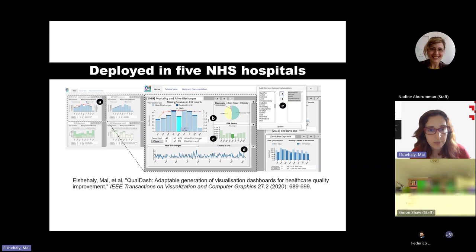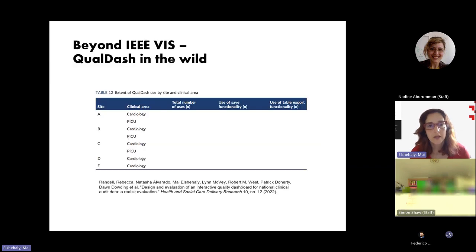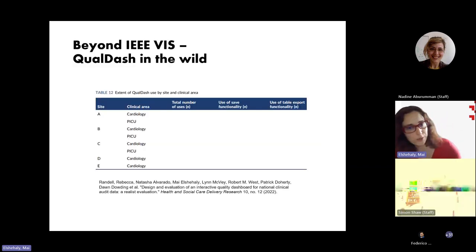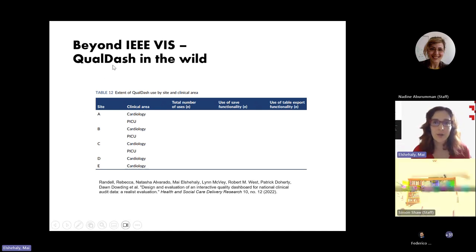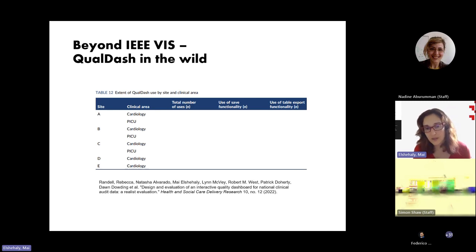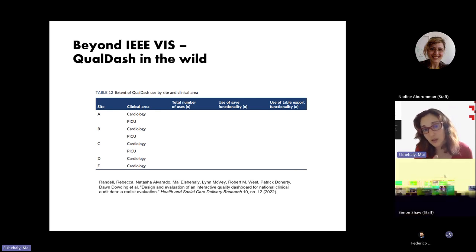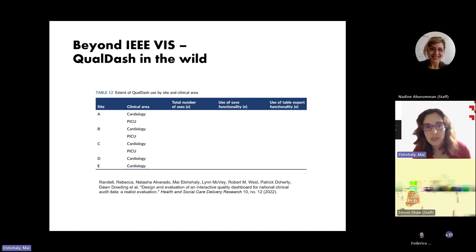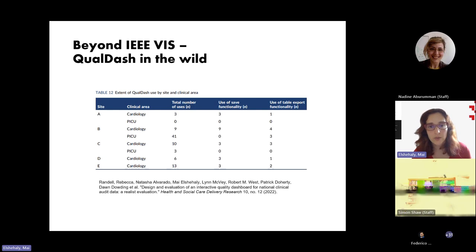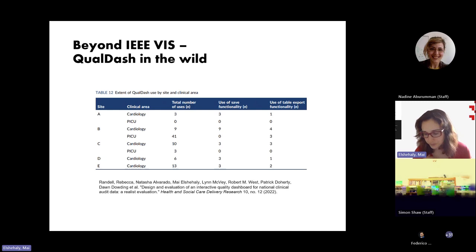We published our Viz paper in 2020 describing this. But then unfortunately, we did more research. And basically, we wanted to capture how Qualdash was being used in the wild. So we went beyond our Viz paper, and we started doing some observation studies, but also we had installed in the trusts a logging mechanism where we would log how many times people were using the software. And the numbers were quite depressing in terms of the number of times that people were actually using Qualdash.